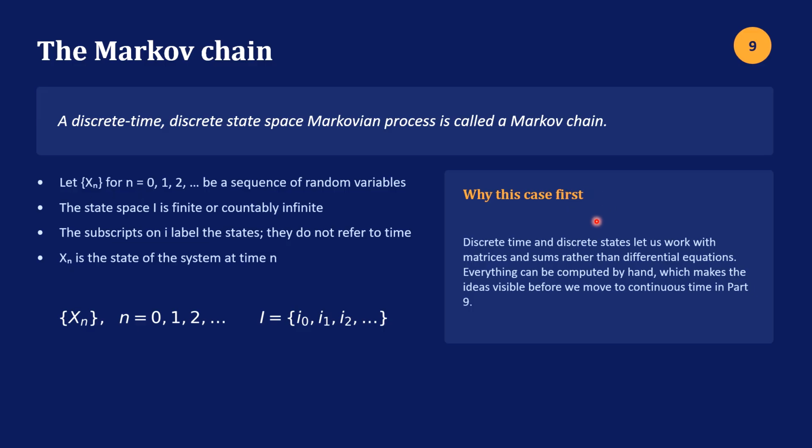Why is this the case we're studying first? Well, discrete time and discrete states let us work with matrices and sums rather than differential equations. Everything can be computed by hand, which makes the ideas visible before we move to continuous time in lesson number 9. So we're just in lesson 1 right now. Okay, so let's continue. There's actually a more formal way of stating this Markov chain property, which I'll show you on the next slide.